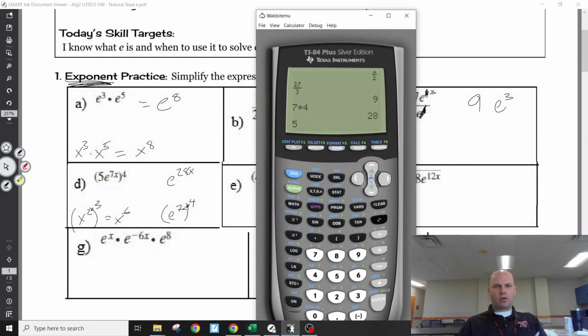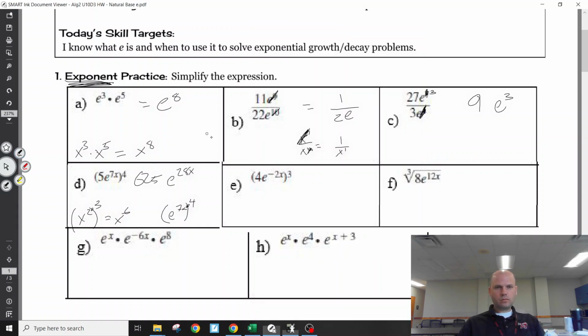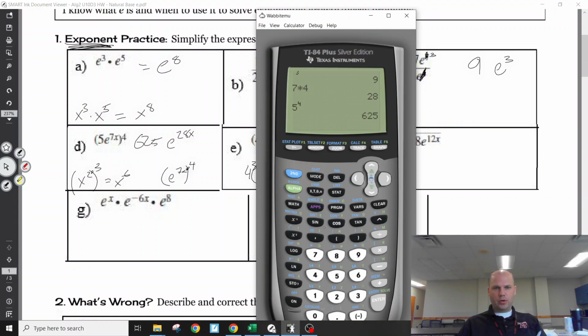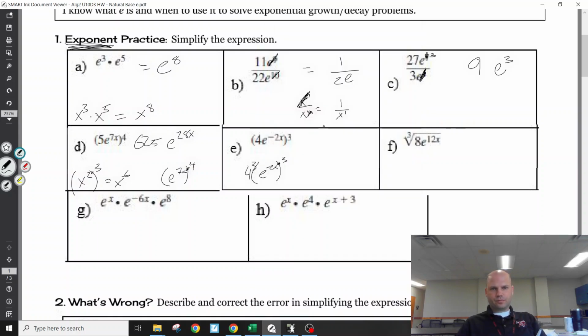Don't forget that for numbers to powers, you don't use a rule, you just find what the number to the power is, normal. 625. Same deal, 4 cubed, e to the negative 2x cubed. For an exponent rule, multiply, for numbers to exponents, just do it. 64, negative 2x times 3, let's think about that, negative 2x times 3 is negative 6x.